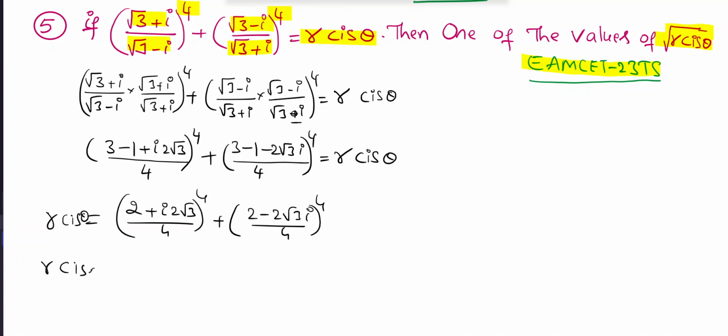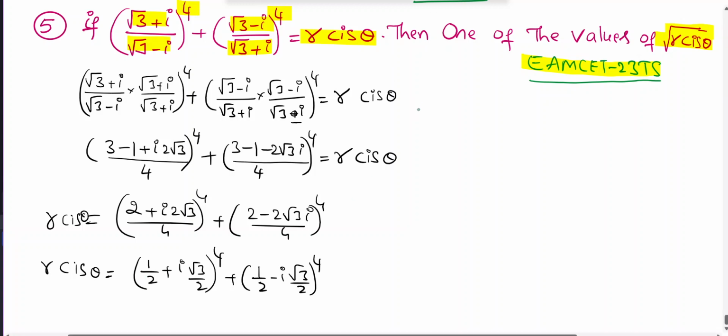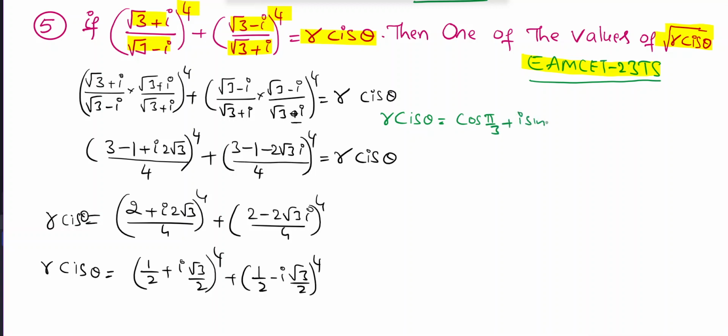From this, r cis θ equals, here the 2 cancels, (1/2 + i √3/2)^4 + (1/2 − i √3/2)^4. Now 1/2 is written as cos 60, so r cis θ equals (cos π/3 + i sin π/3)^4, since sin 60 is √3/2, plus (cos π/3 − i sin π/3)^4.